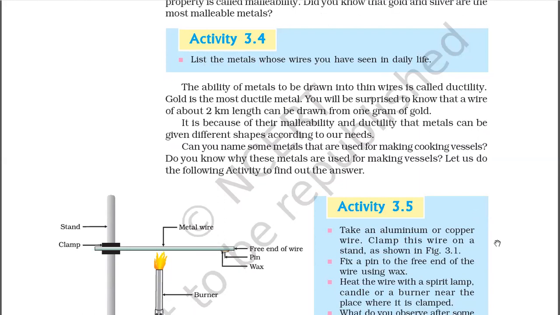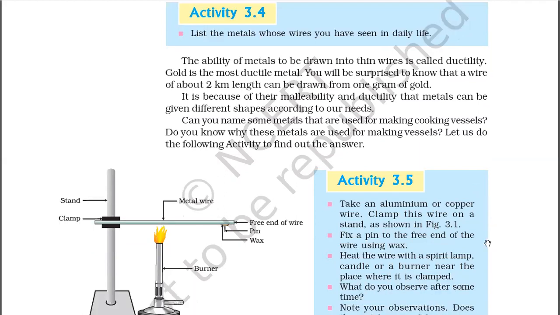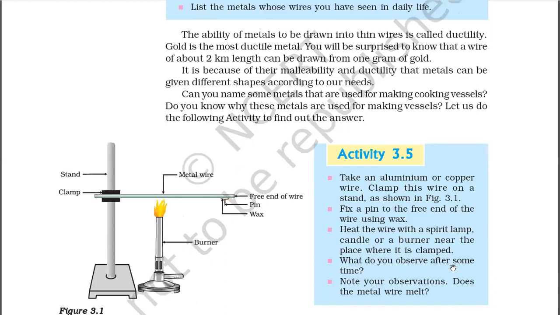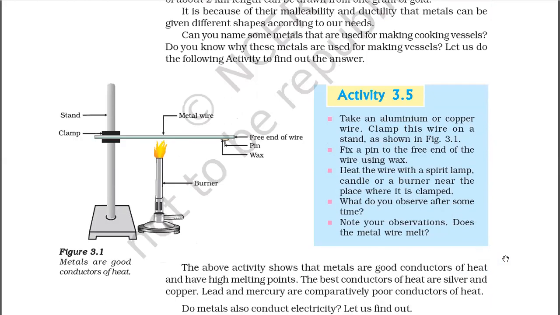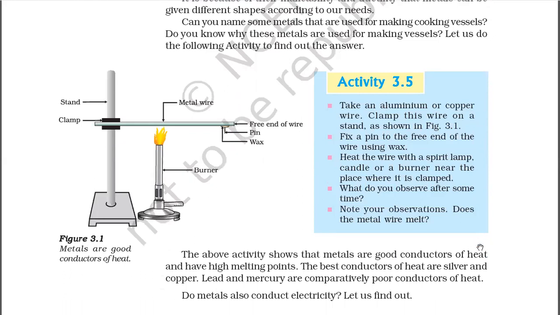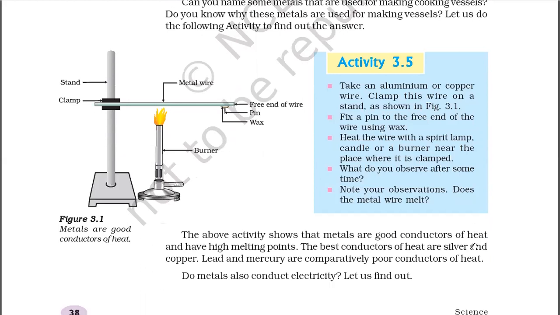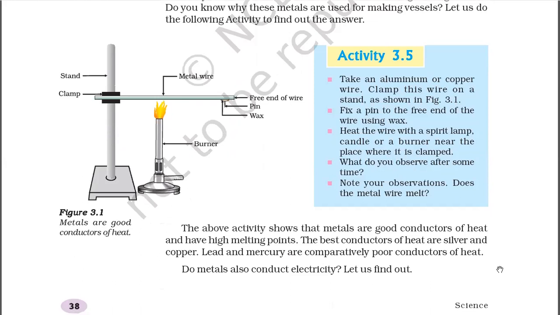Do you know why these metals are used for making vessels? Let us do the following activity to find out the answer. Activity 3.5. Take an aluminium or copper wire, clamp this wire on a stand as shown in figure 3.1. Fix a pin to the free end of the wire using wax. Heat the wire with a spirit lamp, candle, or a burner near the place where it is clamped. What do you observe after some time? Note your observations. Does the metal wire melt?